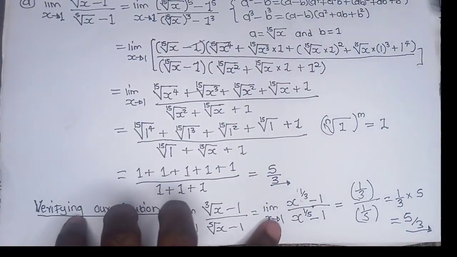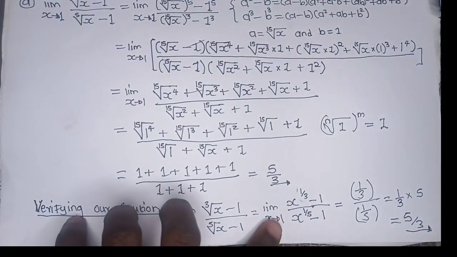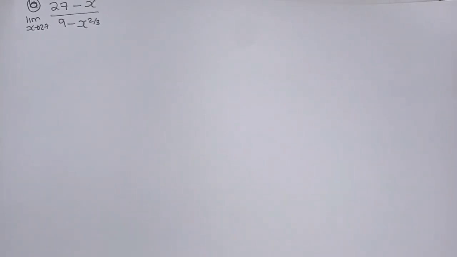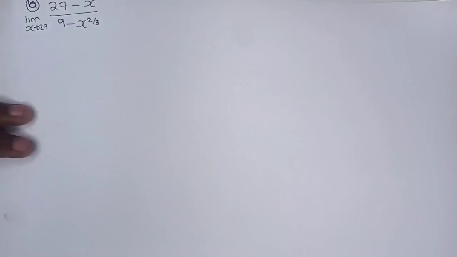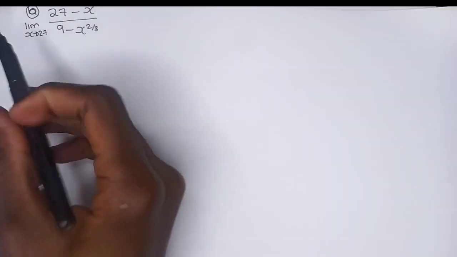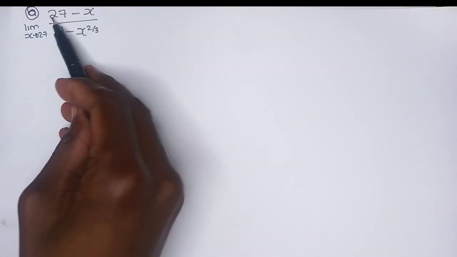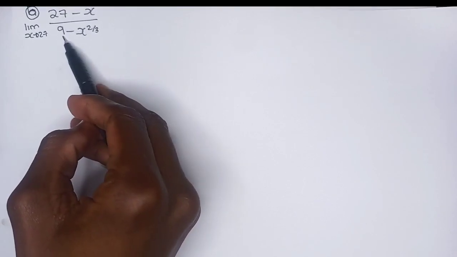Let's look at another problem. Secondly, given this limit, the limit as x approaches 27 of 27 minus x divided by 9 minus x to the power 2 over 3. And if you take a look very clearly, you can see that there is a common factor between the numerator and denominator. What I see as the common factor of 27 and 9 is 3.